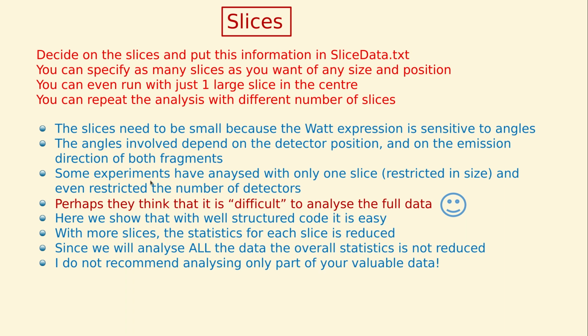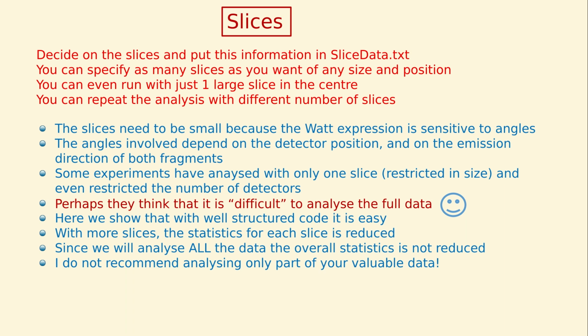In fact, some of the experimenters do the analysis not only with just one slice, which they have restricted in size to take care of this angular size problem, but they have even restricted the number of detectors. So that is also very serious, because you have taken the data with a large number of detectors, but you are going to analyze only part of the data, that is a few detectors. That also is wrong. You should certainly analyze all the detectors.